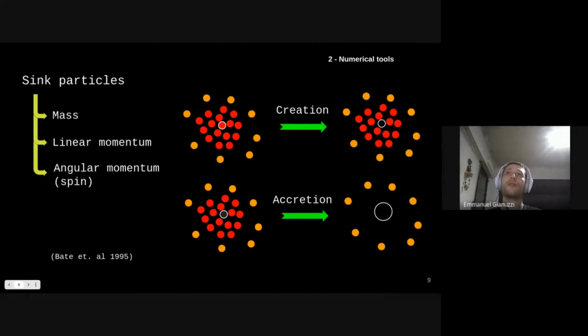The numerical feature to model star formation are the sink particles developed by Bate and collaborators in 1995. These sink particles are, as their name says, particles that can swallow other particles. They only have mass, linear momentum, and angular momentum as spin.